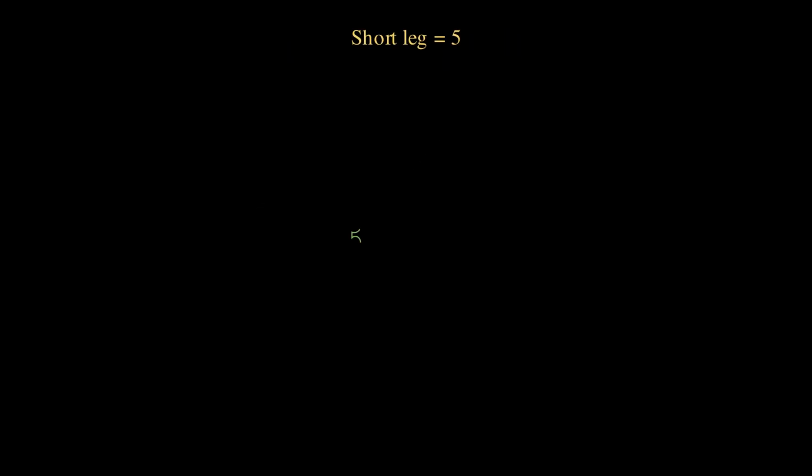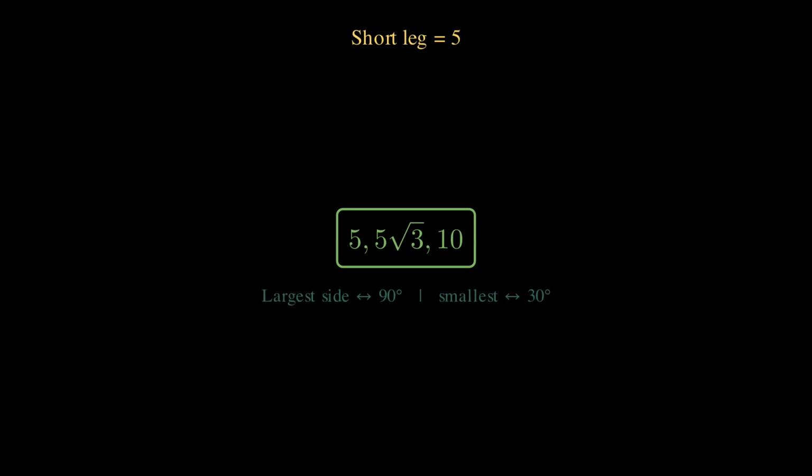Quick example. If the short leg is 5, then x is 5. The long leg is 5 root 3, and the hypotenuse is 10. Sanity check. The hypotenuse should be largest, and the short leg smallest. Always opposite angle pairing. Now the second family, 45, 45, 90. The isosceles right triangle that shows up everywhere.